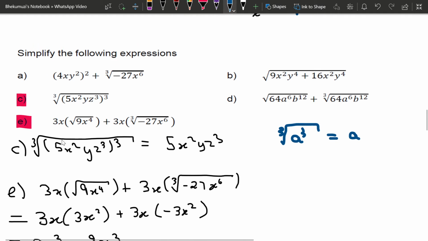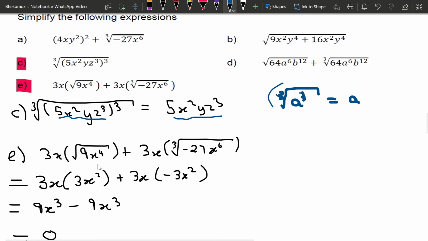So with this one, it's more about using square roots, and here you have c, where it says the square root of 5x squared y z to the power 3, all to the power 3, is cube rooted. Basically what that means is that if we have a cube root and there is an exponent to the power 3 as shown here, this cancels out, and you're only left with what's inside. So what is inside here? It is only 5x squared y z to the power 3, right? And that would be your answer.